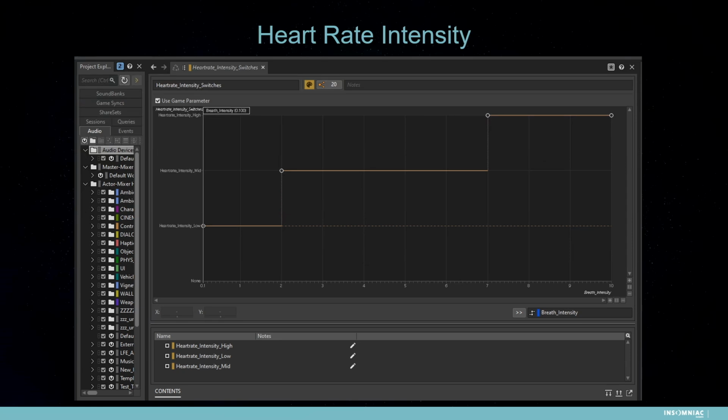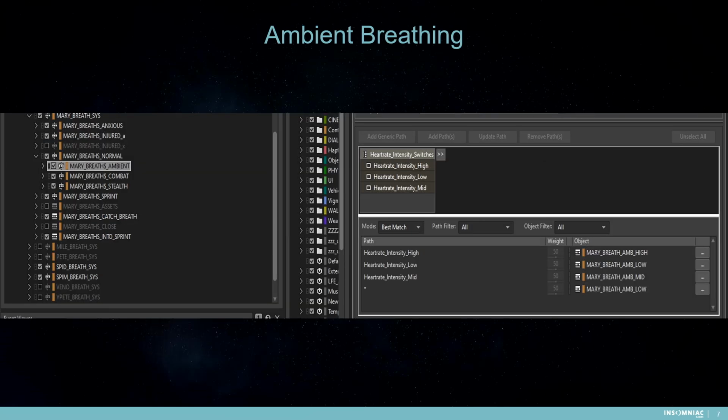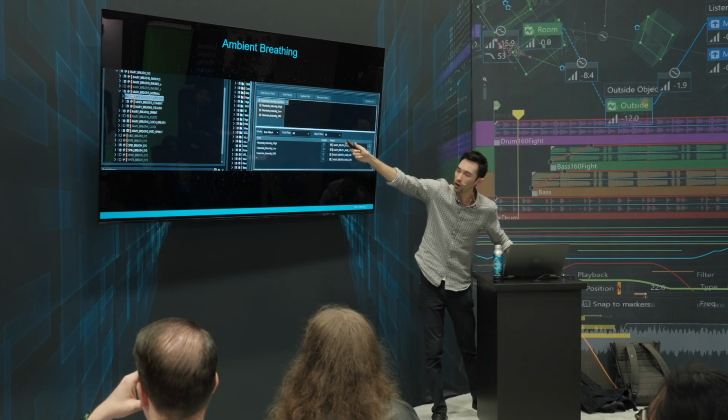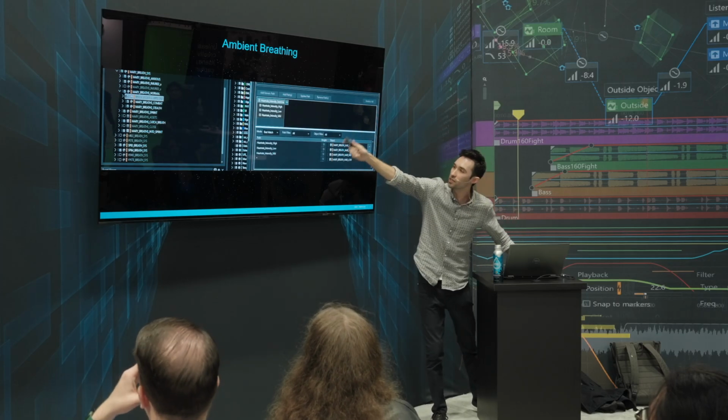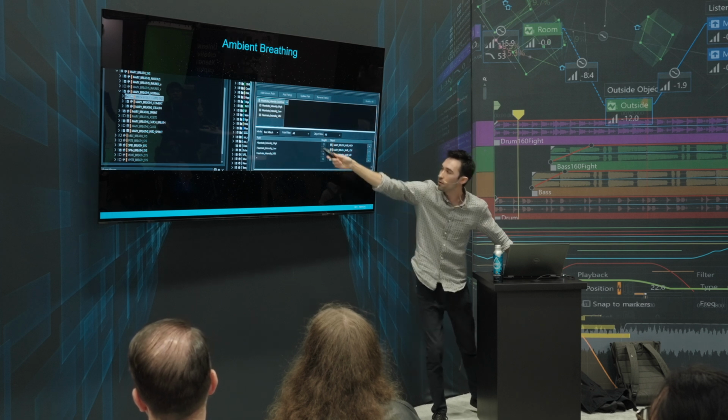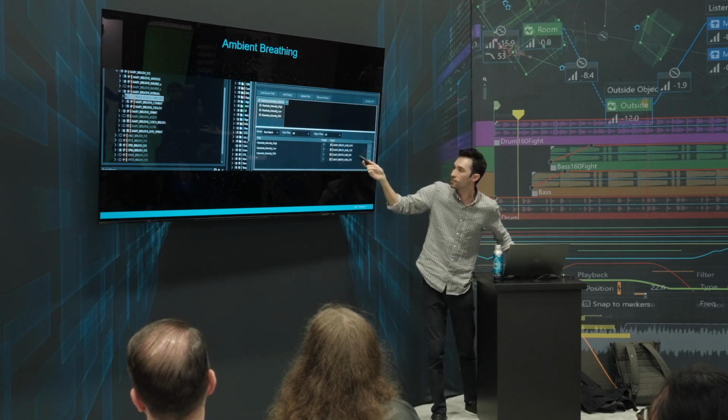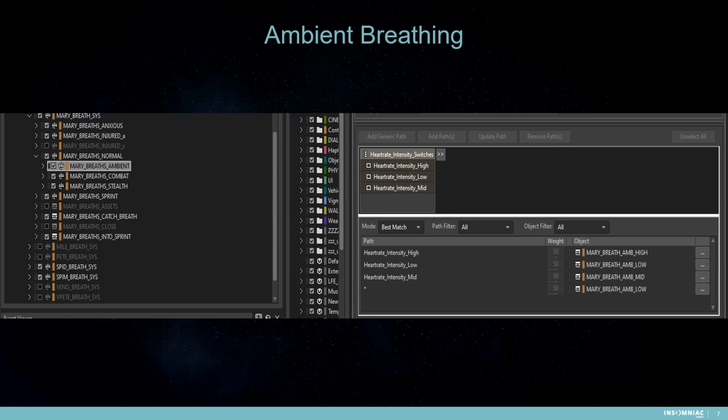So now we've activated these switches when we get the numbers, but now we actually have to attach the audio assets to the switches. And in this next slide, that's what we're doing. This is an example of the character in an ambient state, and inside this ambient music switch container, we have our three music playlist containers: ambient low, ambient mid, ambient high. What we're doing is taking our heart rate intensity switches that we just made, attaching them to the music switch container, and then simply dragging the correct asset containers into these switches. And now we have something working.